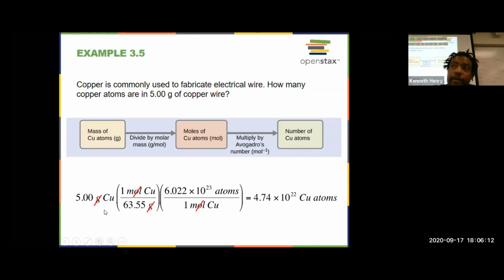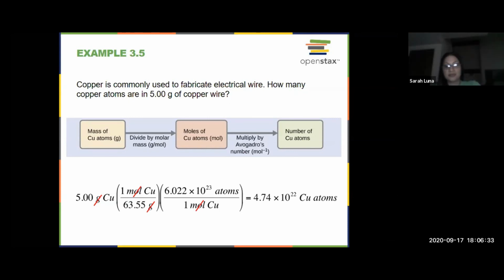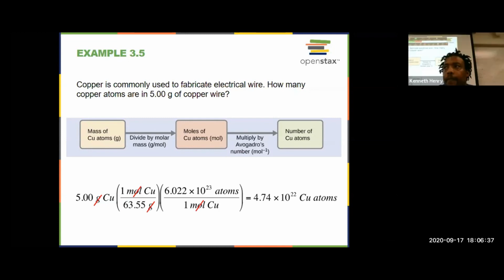So then that's going to give me my number of moles. So we have 5.0 grams of copper. We're going to multiply it by 1 mole divided by 63.55 grams per mole. And then we know Avogadro's number, which is 6.022 times 10 to the 23rd power. Okay, simple.